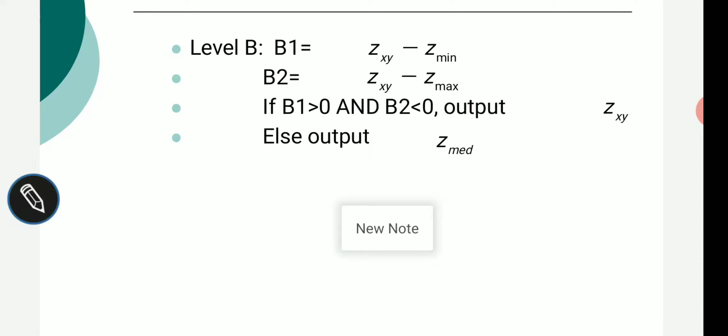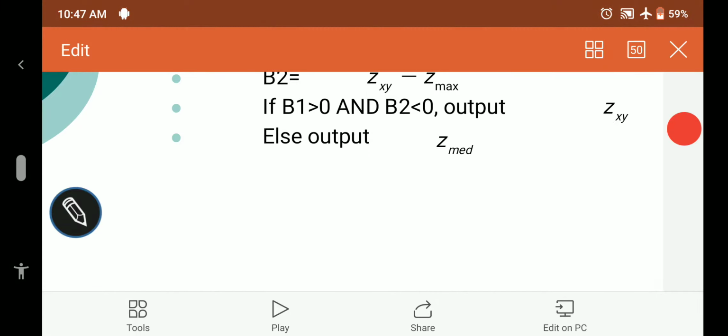If the condition B1 is greater than 0 and B2 is less than 0 is false, then Zxy is equal to Z min or Zxy is equal to Z max. Either it will be the minimum value or the maximum value. In either case, the value of the pixel is an extreme value, and the algorithm outputs the median value Z med, which we have seen in stage A is not an impulse noise.